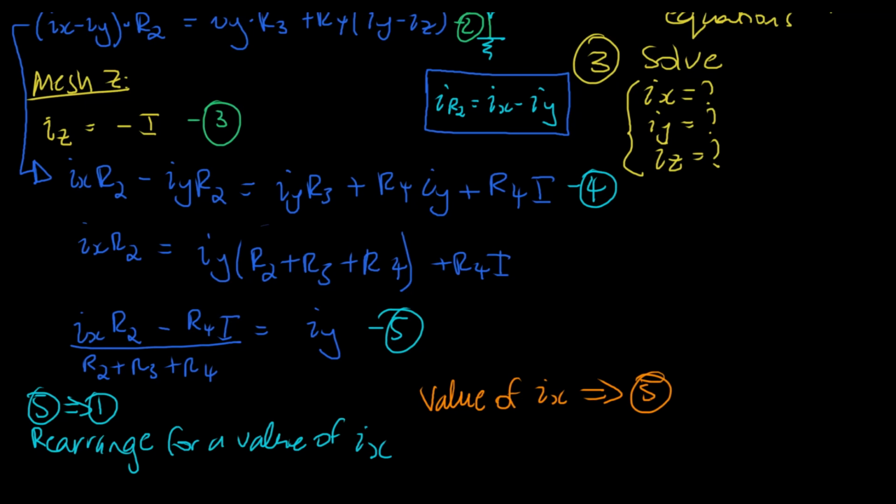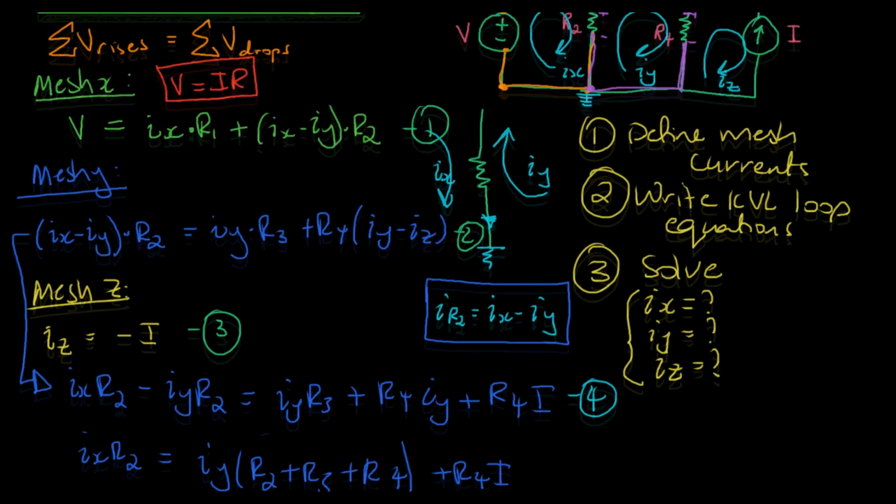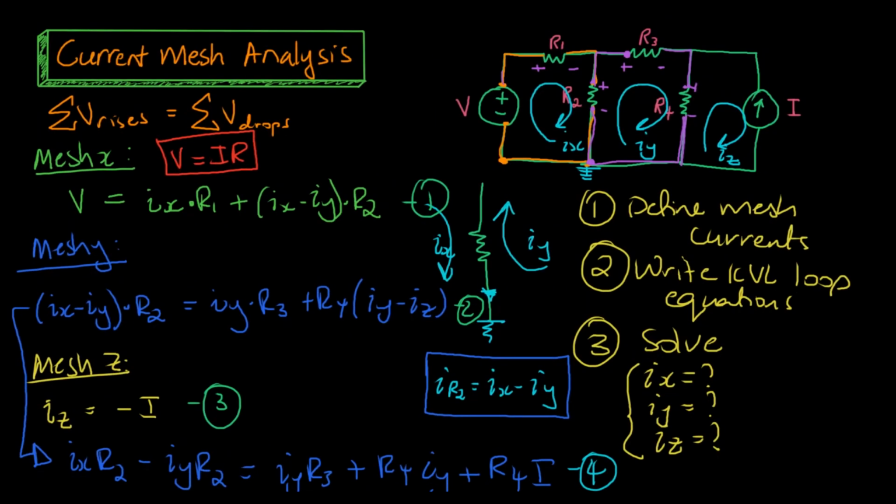Once we have Ix and Iy, we've actually solved our system. We already started with Iz, and now we have Ix and Iy. Once we have Ix and Iy and Iz, we know everything we need to about this system. We can solve for all of the currents through each resistor, as the current going through this resistor here will be Ix, as we can see in our diagram.